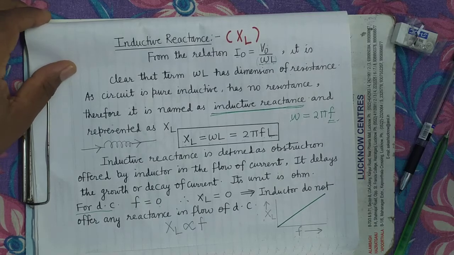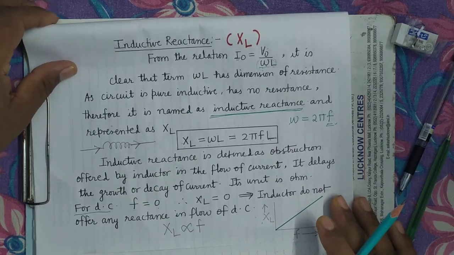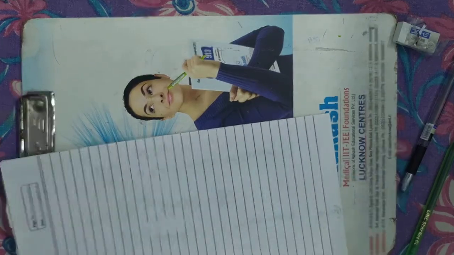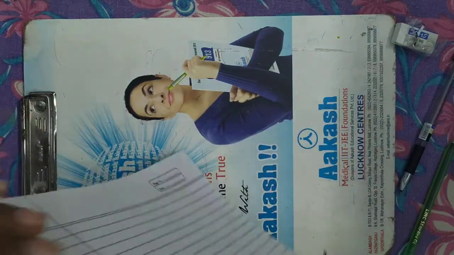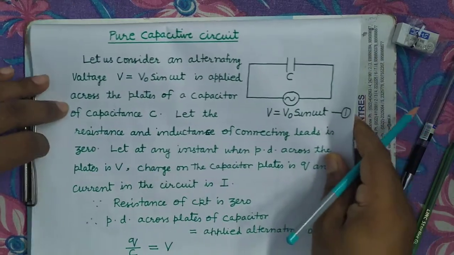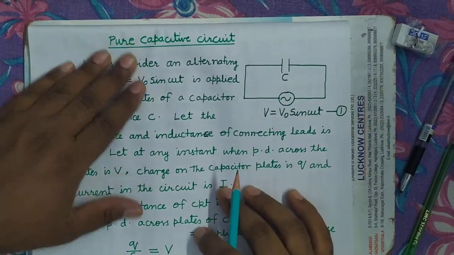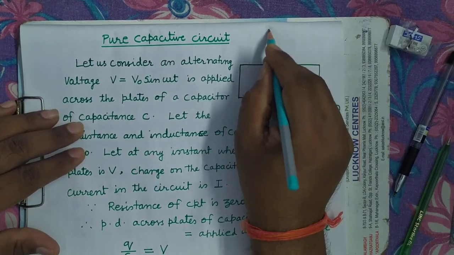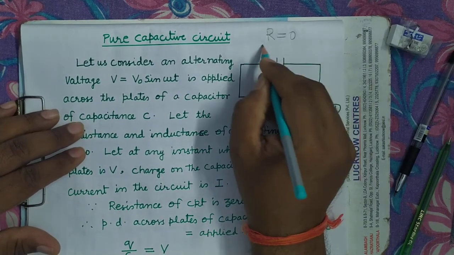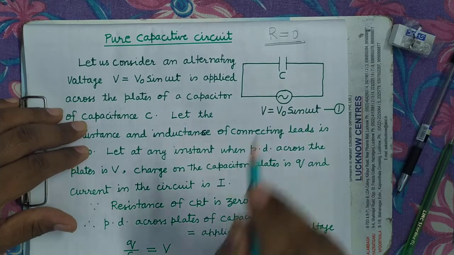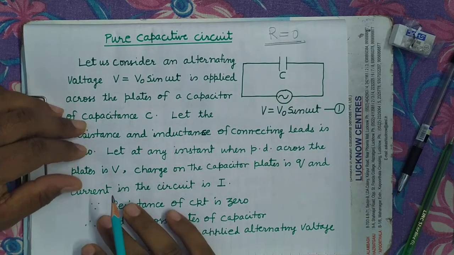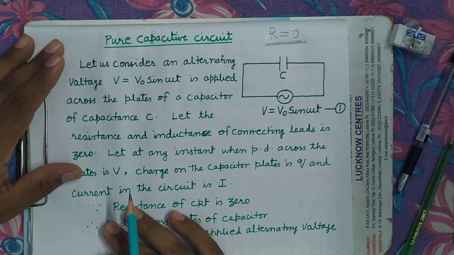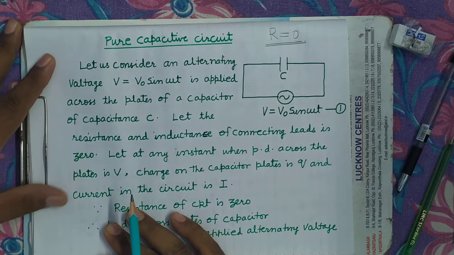So this is all about the pure inductive circuit. Now after this, we will see the pure capacitive circuit. What is the pure capacitive circuit? So you can see here, a pure capacitive circuit in which there is no resistance. Connecting leads have no resistance. It is clear. It is a pure capacitor, a perfect capacitor, an ideal capacitor. There is no loss of energy because of any other source.